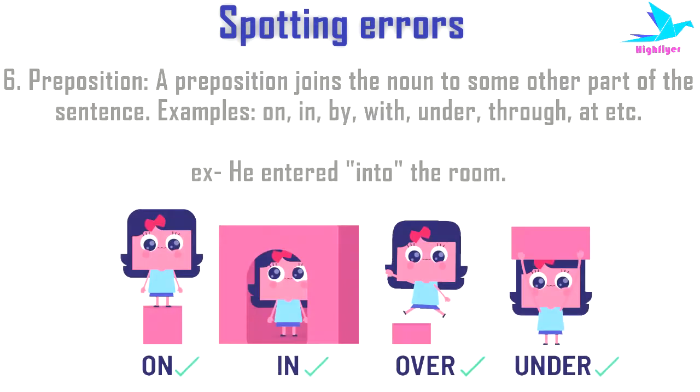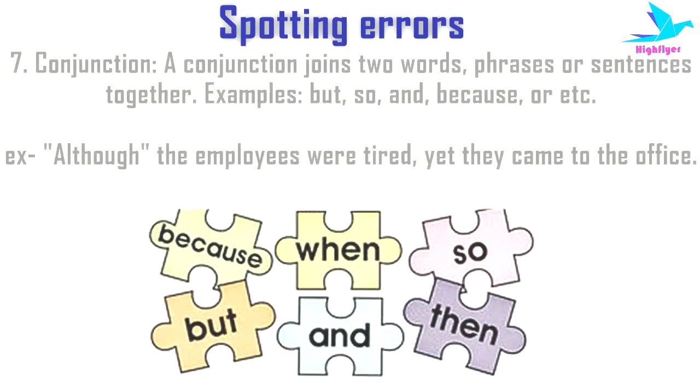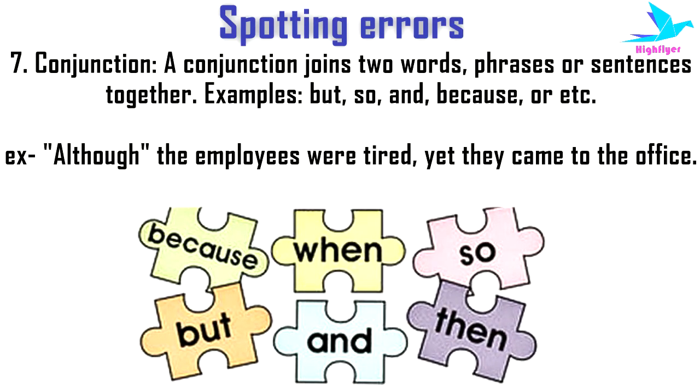Then comes preposition. A preposition joins the noun to some other part of the sentence. Example: on, in, by, with, under, through, at, etc. The sentence given as an example is: He entered into the room. Here the preposition is into. Next, let's see conjunction. A conjunction joins 2 words, phrases or sentences together. Example: but, so, and, because, or, etc. In this sentence as an example: Although the employees were tired, yet they came to the office.